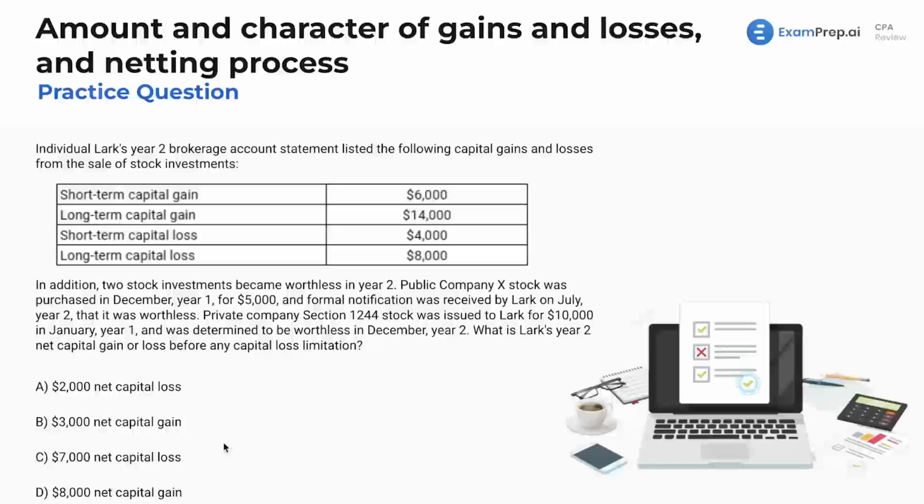We're not going to worry about long term, and we'll obviously address the fact that we have long term and short terms throughout here. We have some section 1244 worthless stock there. We've got a lot of moving parts. Let's dive in and see what we have.